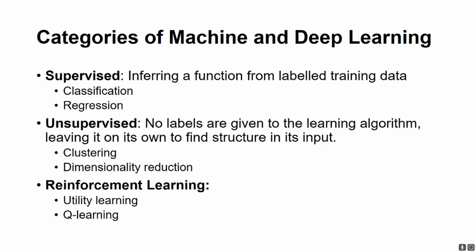Now, there are three major groups of machine and also deep learning. They are classified as supervised learning, unsupervised learning, as well as reinforcement learning.